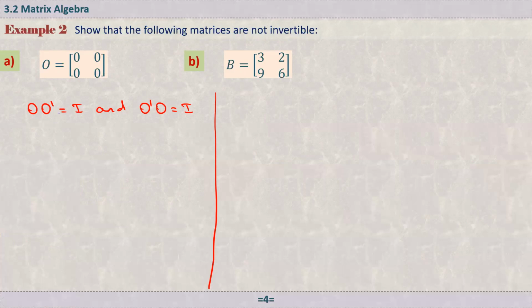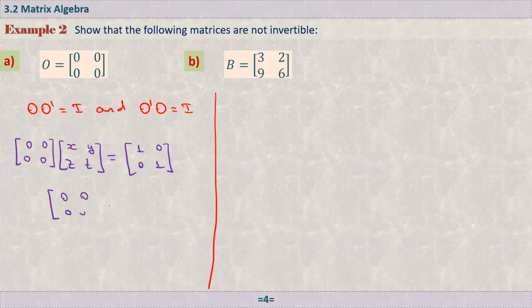To do this, let's say the matrix is 2 by 2. Here O has entries 0, 0, 0, 0, right? And let's say the entries of this O prime are X, Y, Z, T. And on the right hand side, here we have 1, 0, 0, 1. But if we multiply, since this one is the 0 matrix, here we will have the 0 matrix, 0, 0, 0, 0. And on the right hand side, we have the identity matrix, 1, 0, 0, 1. Actually, here, as you see, 0 is not equal to 1.